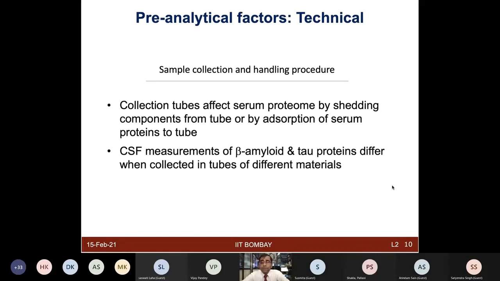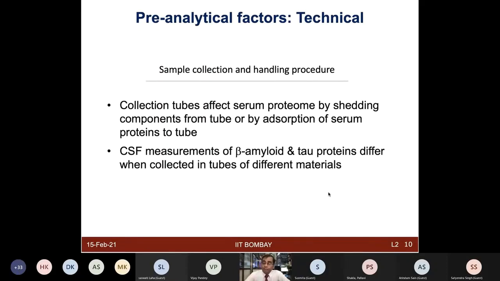Many times, with a lot of tubes, even the plastic quality is bad, and you will see those components shedding directly into your sample. When you are processing that in the mass spec, you can see those traces, and those can be very confounding. People have even shown, in a study of cerebrospinal fluid measurements of beta amyloid and tau proteins, that they differ when collected in tubes of different material. So the same sample, when collected in different types of tube, gives very different measurements for beta amyloid and tau proteins, which aggregate very fast.